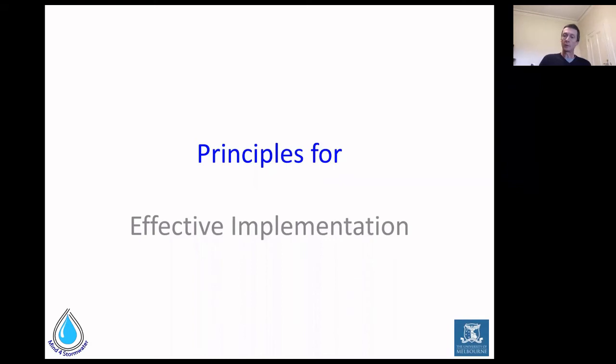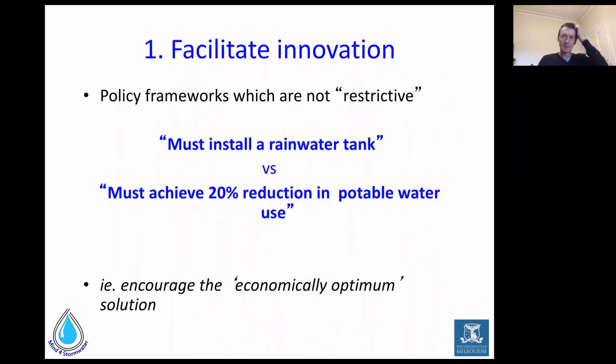Okay, let's talk a little bit about how we achieve effective implementation. What are some of the principles that will achieve that? The first is to facilitate innovation, to allow the market, if we want to call it that, but to allow people to come up with clever ways of doing this. This is something that one of my great mentors, Tony Wong, has always drummed into me, and I think it's a really important one.